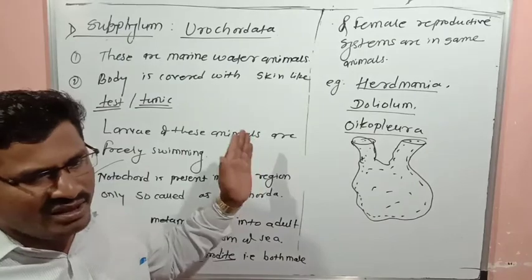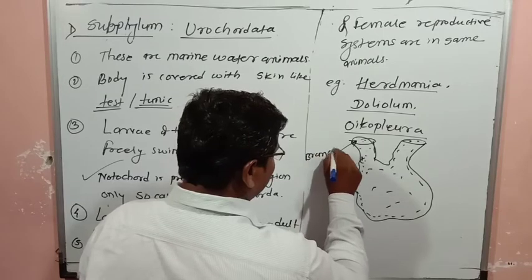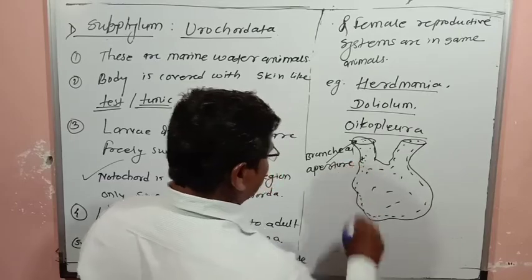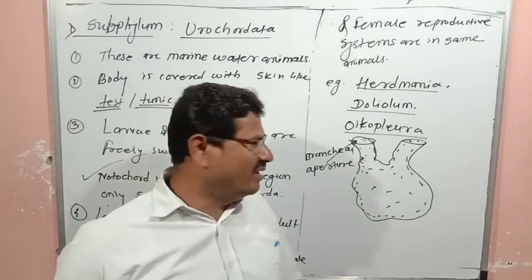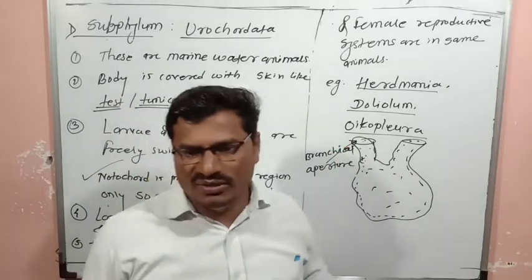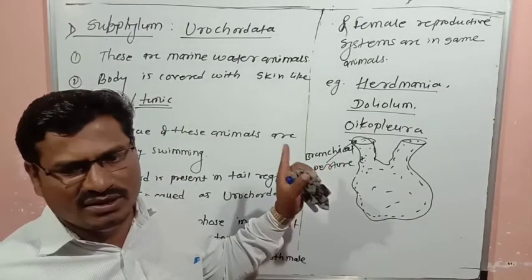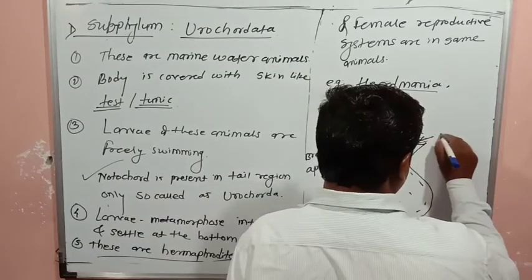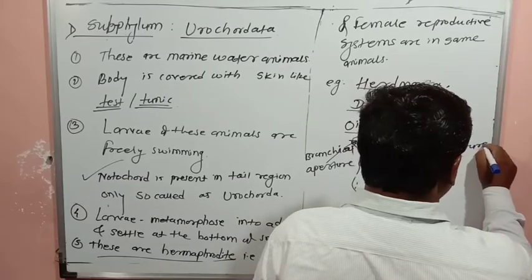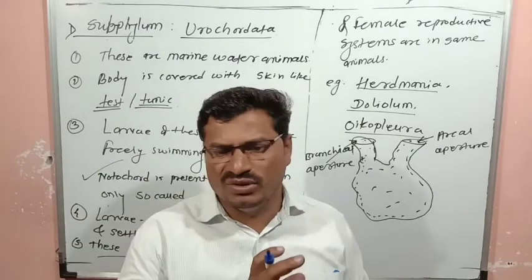So upper side you can say branchial aperture is there. Branchial aperture. And another one is there. Upper side one aperture is there, so atrial aperture you can say. Atrial aperture also you can say.